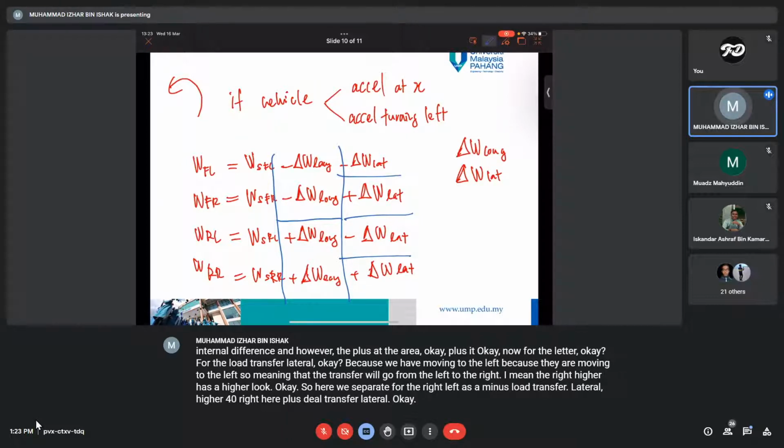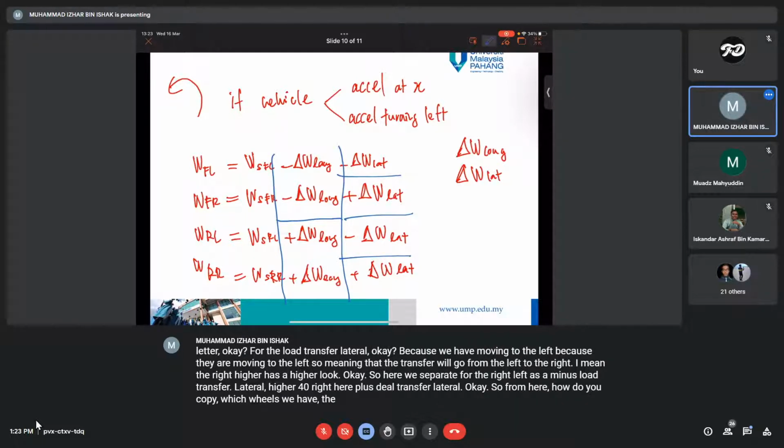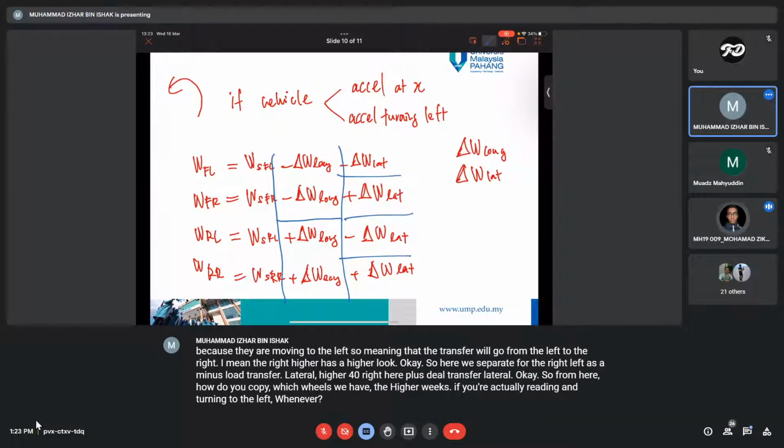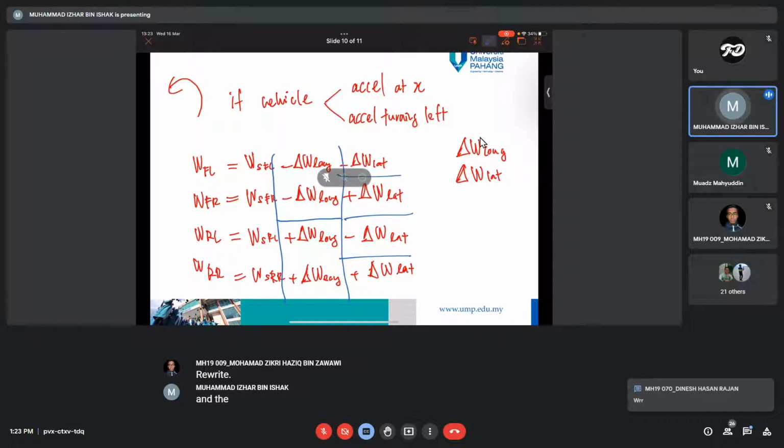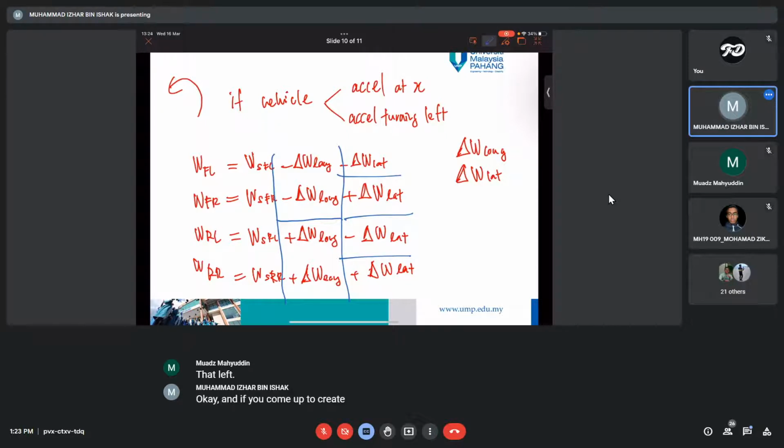Okay, so from here, how do we calculate which wheel has the higher weight? If you are accelerating and turning to the left, mana tayar mana paling berat? Rear right. Rear right, and the least weight is at the front left. Kita nampak ke kereta akan terangkat sikit, terlepas. Okay, that's load transfer.